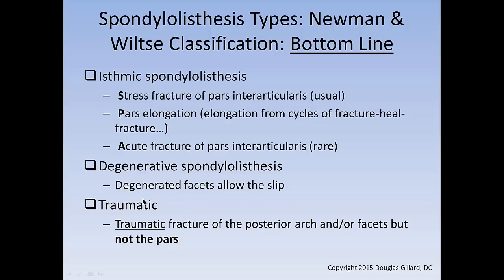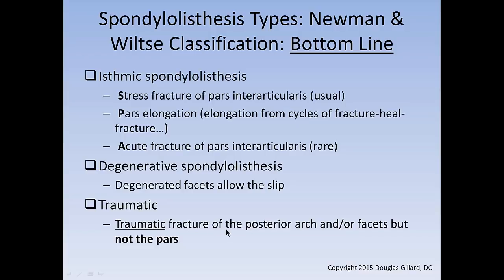Degenerative spondylolisthesis, because of degenerative joint disease and degenerative disc disease and severely degenerated facets, the facets can become so degenerated that they allow a slip to occur. Okay, so that's a degenerative. This is seen in people 56 years old usually. These are usually seen in younger people.